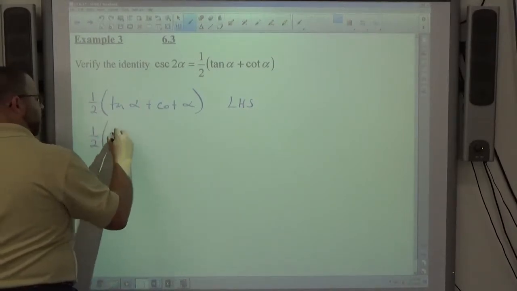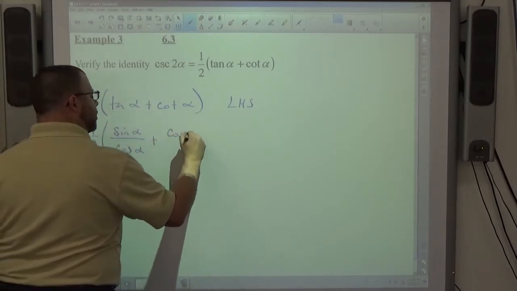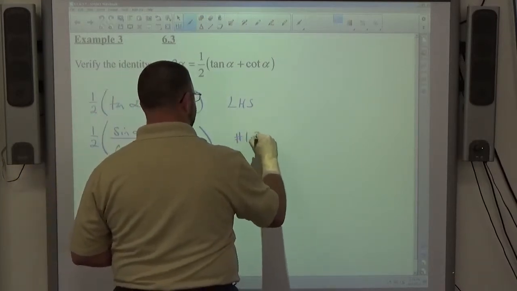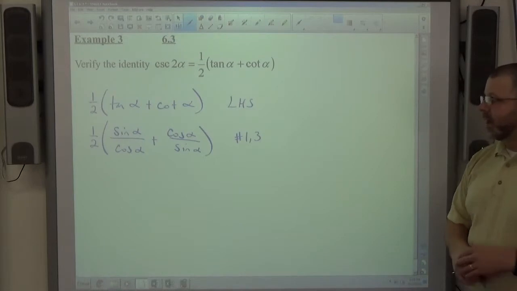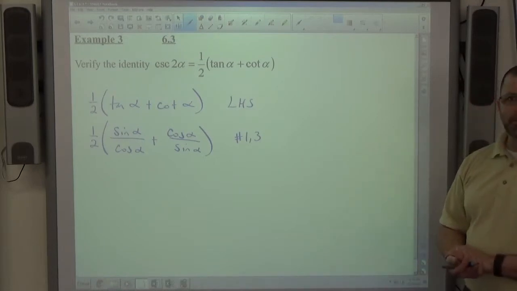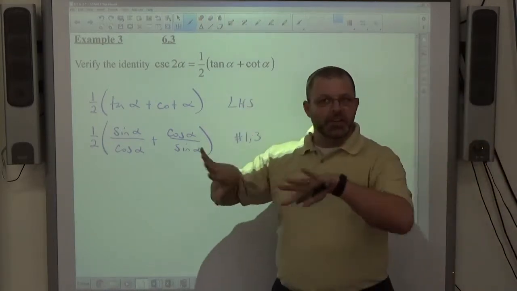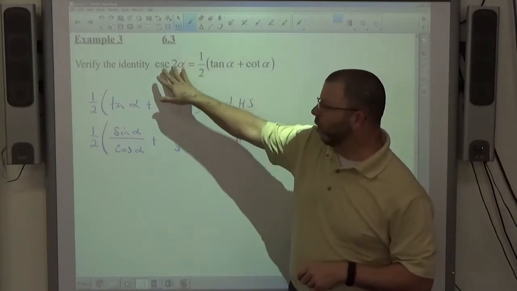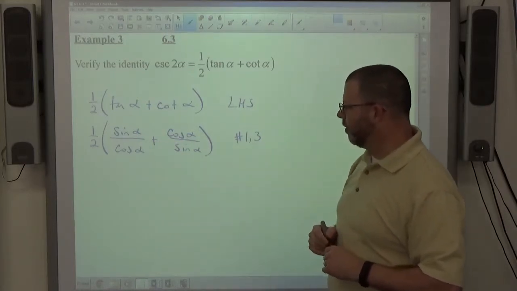So 1/2 times sine of alpha over cosine of alpha plus cosine of alpha over sine of alpha. And that's just going to be numbers 1 and 3: tangent being sine over cosine, cotangent being cosine over sine. Next thing is, when you have fractions, it's better to have them added together than separate like this, unless you need to go from 1 term into 2 terms. But we're trying to go from 2 into 1, so adding them together to make one single fraction seems to be a reasonable plan.